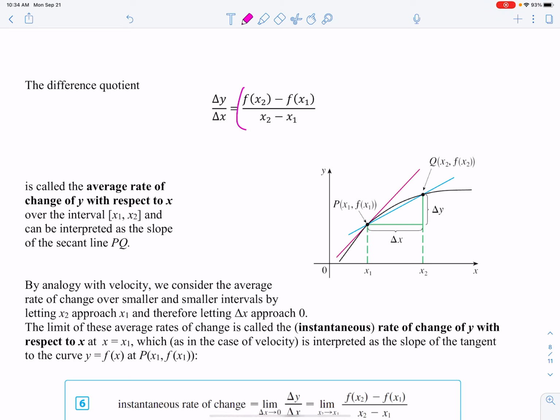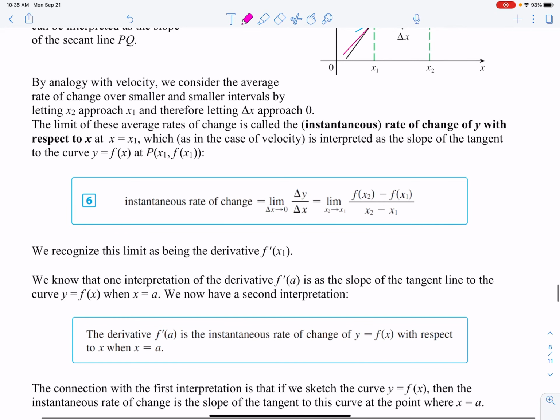So this becomes the difference quotient, change in y over change in x. It's called the average rate of change of y with respect to x over the interval from x1 to x2, and can be interpreted as the slope of the secant line PQ. By analogy with velocity, we consider the average rate of change over smaller and smaller intervals by letting x2 approach x1, and therefore letting delta x approach 0. The limit of these average rates of change is called the instantaneous rate of change of y with respect to x at x equals x1, which, as in the case of velocity, is interpreted as the slope of the tangent to the curve y equals f of x at the point P, (x1, f of x1).